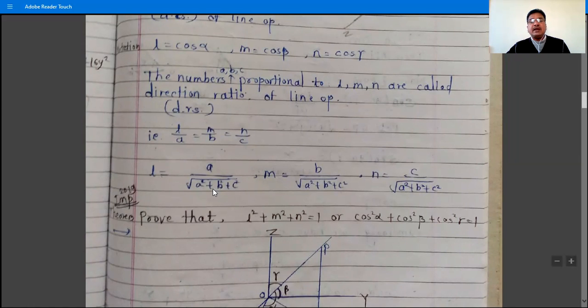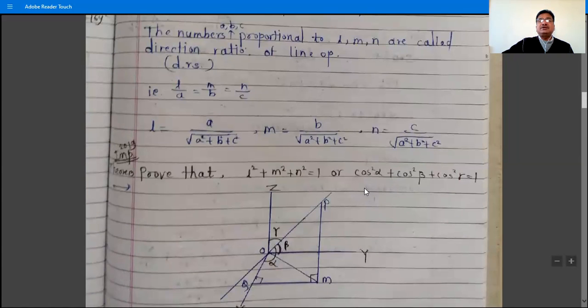That is, suppose we are given direction ratios, that is the values of a, b, c, then we can find the values of L, M, N, that is direction cosines. If the direction ratios are given, then by using these formulae we can find the values of L, M, N, that is direction cosines.